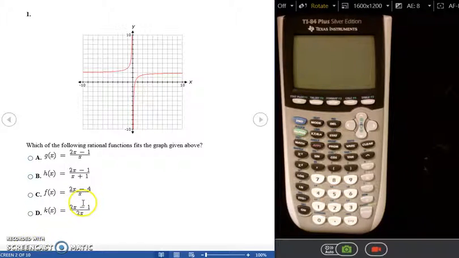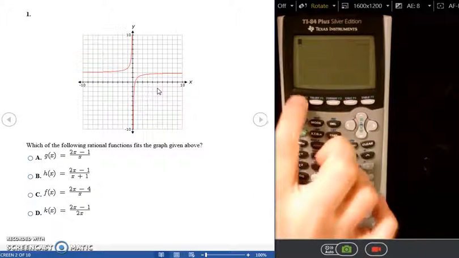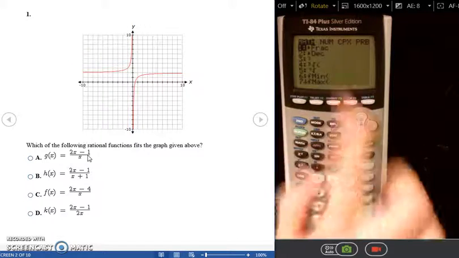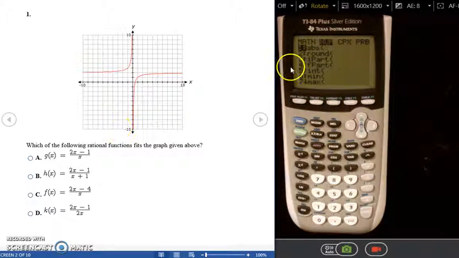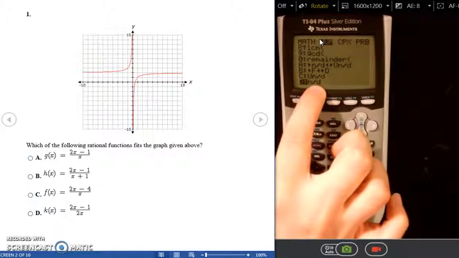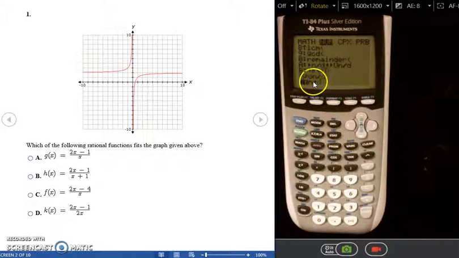In this first problem, I'm just seeing which one of these functions matches the graph above. So I'm going to go into y equals to start this problem, and I'm going to clear out anything that's remaining there. And I'm going to type in the first rational function in choice A. To get a fraction, I'm going to go into Math, scroll over so that Num is selected, and then I'm going to use the up arrow to go to the very last choice, or you could down arrow through all of them. And here, numerator over denominator is the one that I'm looking for.